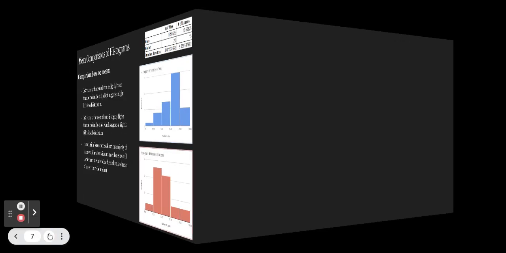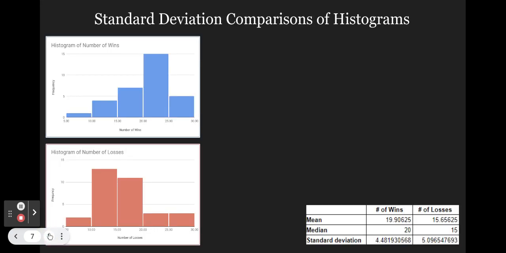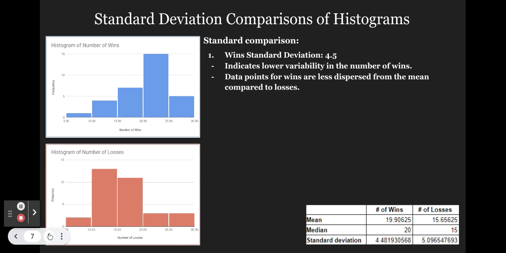Next, we're going to look at the standard deviation comparison of histograms. So the standard deviation of the wins is 4.5. This indicates lower variability in the number of wins. So data points for wins are less spread from the mean compared to losses.